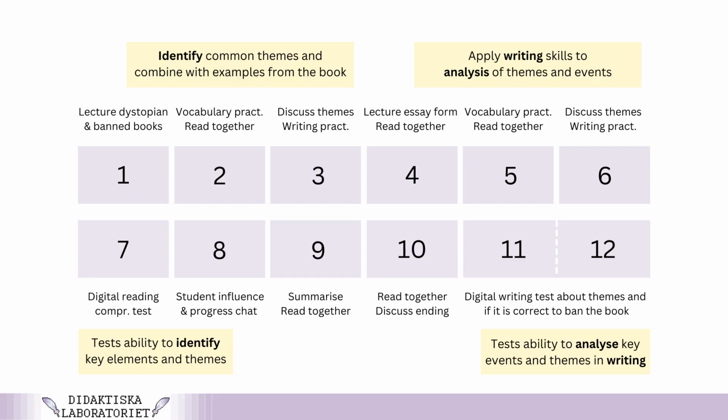And then lesson number 2, we practiced some of the vocabulary that the students would come in contact with when reading the book, and then we read parts of it together to be able to discuss those themes and those vocabulary. Lesson number 3, we discussed the themes once again as they came even further into the book, and then we wrote about it as well.